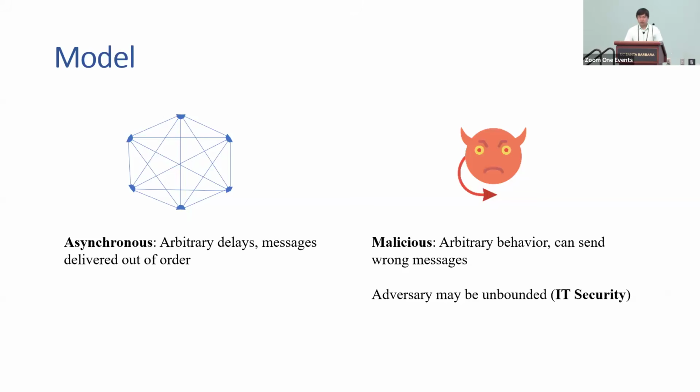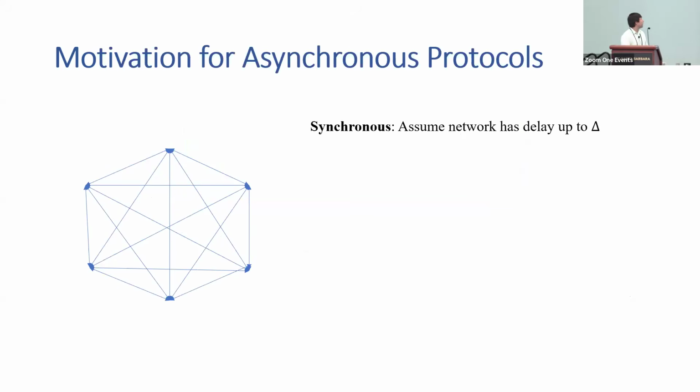So the model that we consider is a little bit different. In terms of the communication model, we consider asynchronous channels. This means that the messages sent by honest parties are eventually delivered. The adversary acts as the scheduler and can in particular deliver the messages out of order. We consider malicious security, and we don't rely on any crypto assumptions, so we have information theoretic security.